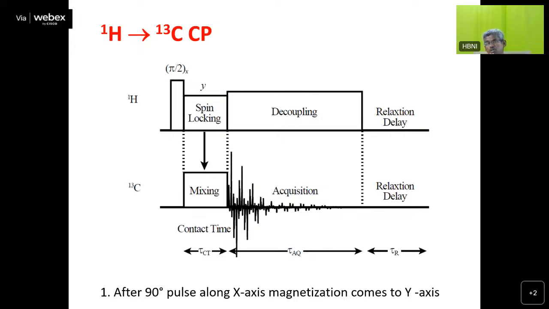So first you apply a proton 90-degree pulse, bring the magnetization to the y-axis and lock that magnetization by applying a locking pulse. Same thing you do for carbon-13 also. By adjusting the magnetic field in the locking pulse, that is nothing but the B1, we can have the same omega-1 for carbon-13 and hydrogen. In this process, once the frequencies become the same, population can be transferred from proton to carbon-13 and we see a signal here. So as I mentioned, after a 90-degree pulse along the x-axis, the magnetization comes to the y-axis.